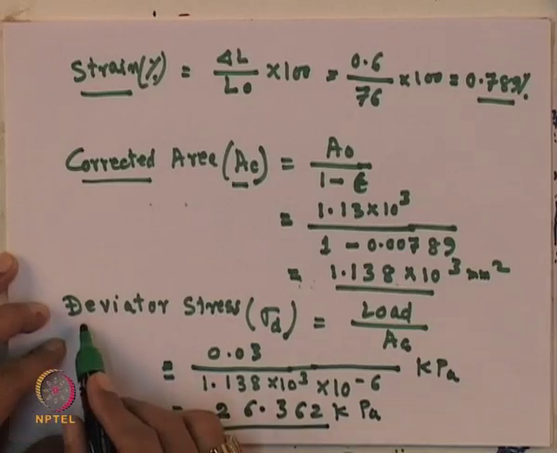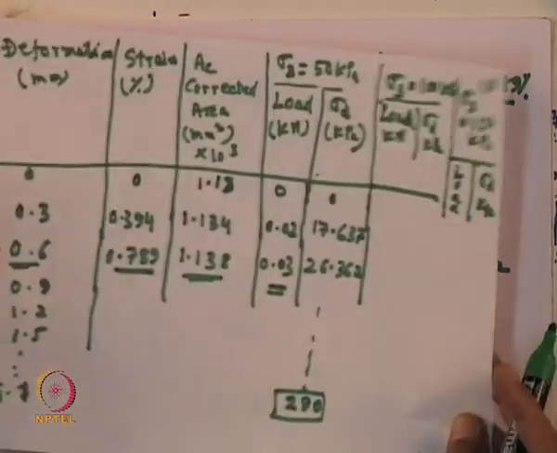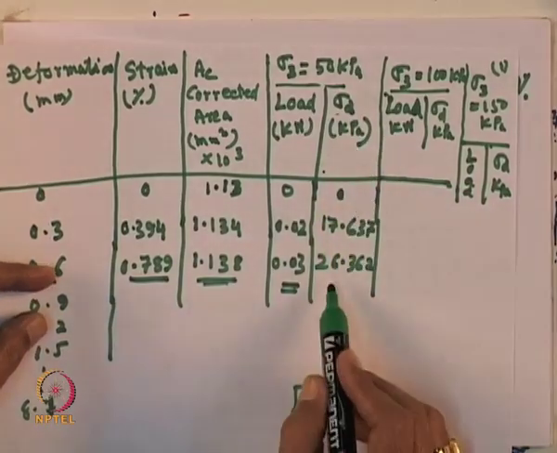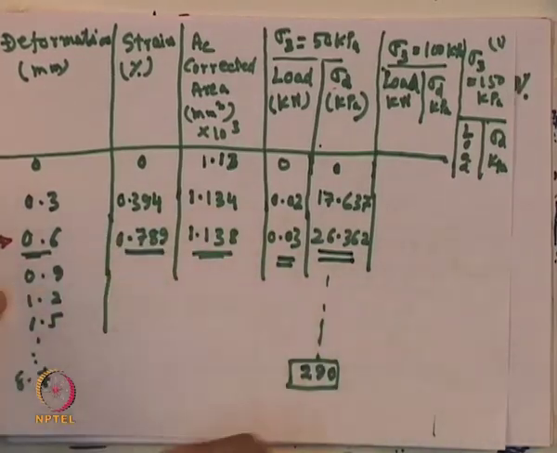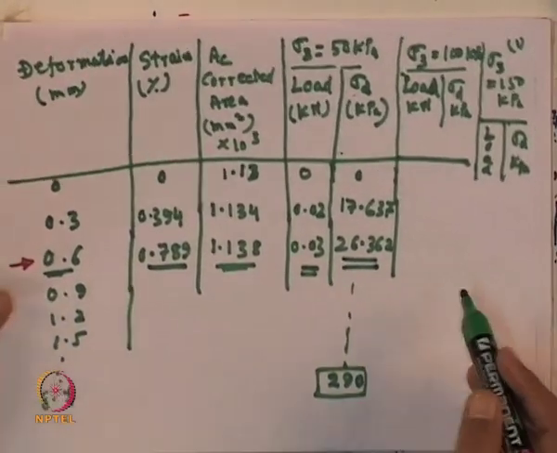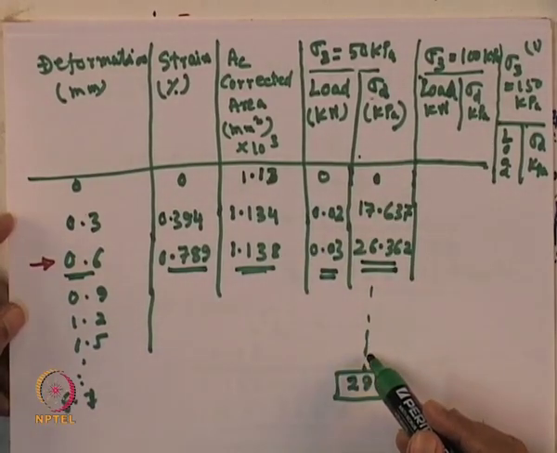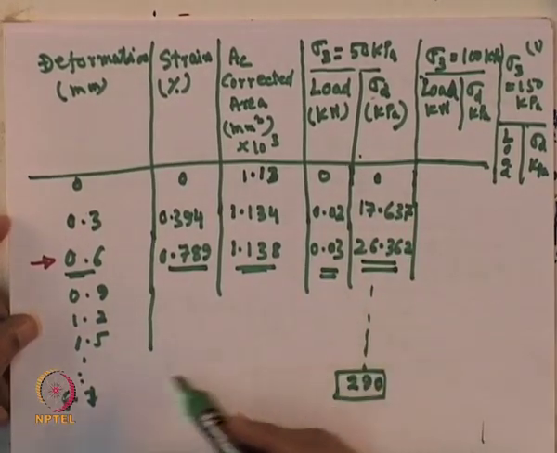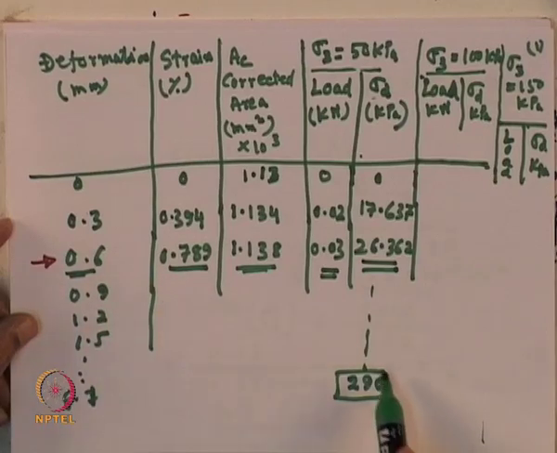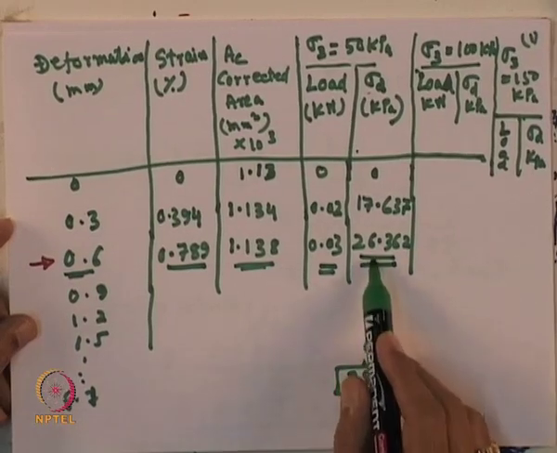So, we are having the deviator stress sigma D is equal to 26.362 kilopascal. So, here in the table we are showing the deviator stress sigma D is equal to 26.362. Like that, for the different deformation, you can calculate what will be the deviator stress. Okay, that is sigma D. So, at a particular deformation, you can have the maximum value of the deviator stress.